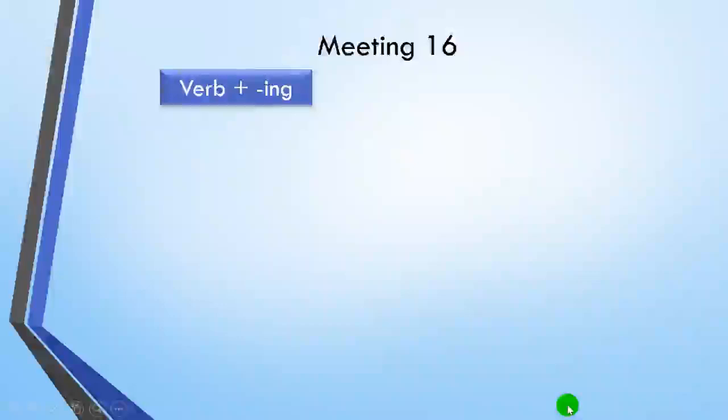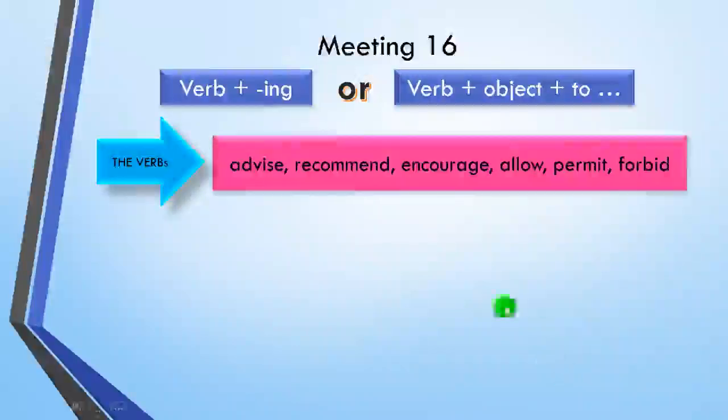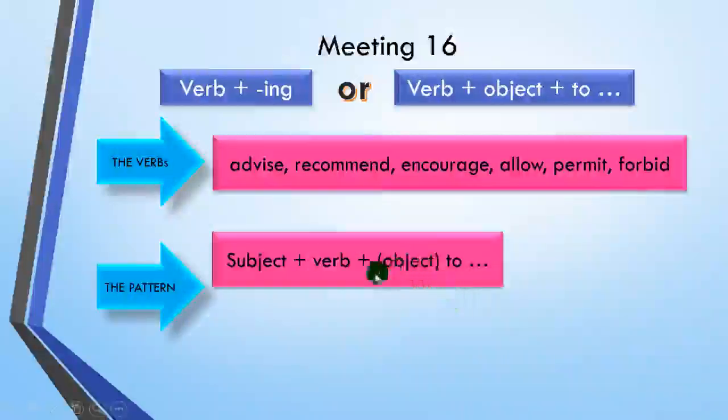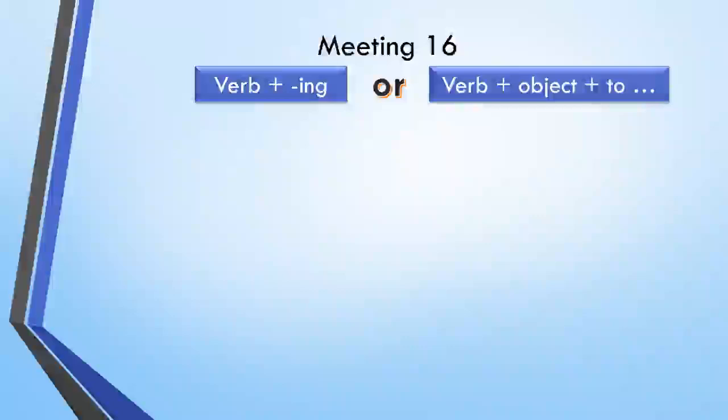Next, we have verb plus ing or verb plus object plus to. The verbs are advise, recommend, encourage, allow, permit, and forbid. Well, we may say that this kind of verbs can be formed by using two different patterns, either verb plus ing or verb plus object plus to. The pattern is subject plus verb plus object plus to, or subject plus verb plus ing. Okay, let's see the examples.